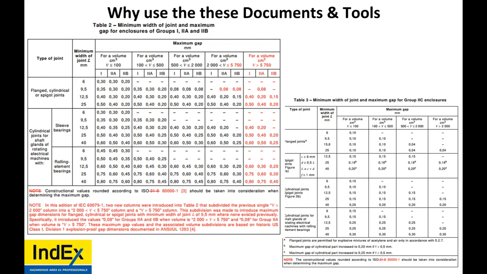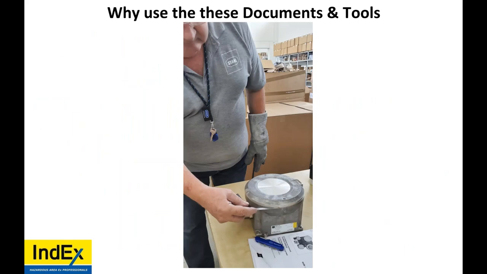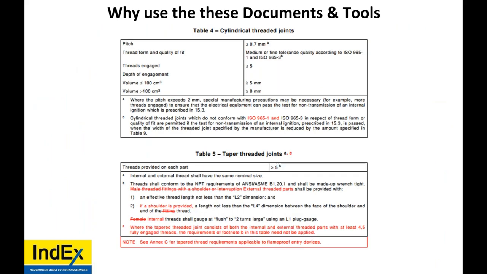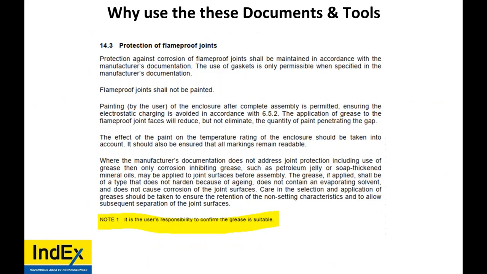Shouldn't the grease used on the flame path be a non-petroleum based lubricant that does not propagate out the flame path of the enclosure? Correct. So this is just my favorite type, okay? I'm not telling anybody that.